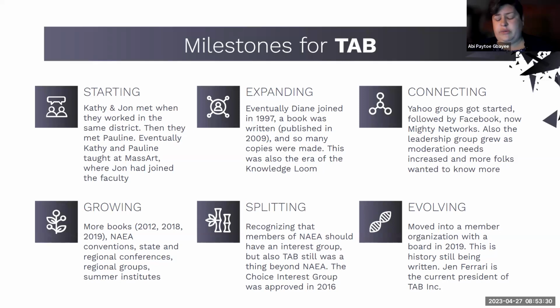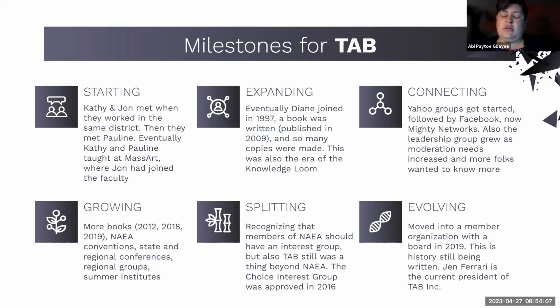The next research question really was related to the history of TAB itself. So these are the giant milestones for TAB. This section took up a huge amount of the dissertation, and so this is a super summary. Kathy Douglas and John Crow met when they were working in the same district. Actually, Kathy was on John's hiring committee. When John was presenting at the Massachusetts Art Education Conference, they met Pauline Joseph. John eventually joined the faculty at Mass Art.